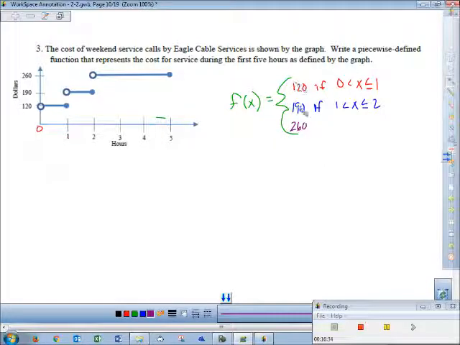So it did go up by the same amount. It was $70 for each additional hour. So it kind of had the same slope. It doesn't have to. It could have gone up to a different price. It didn't have to go up by 70 here and up by 70 here.